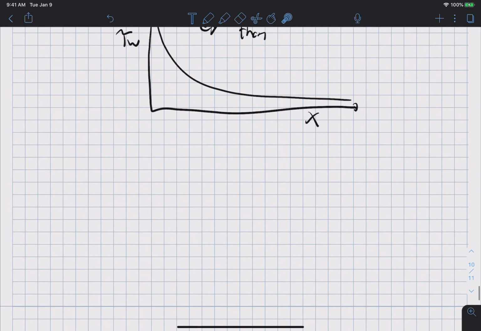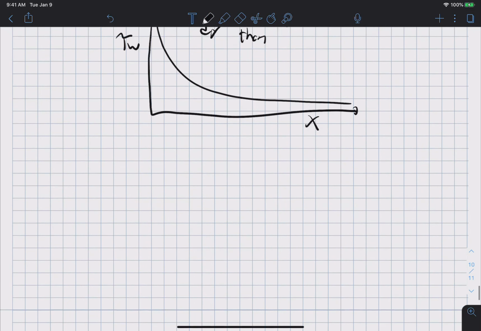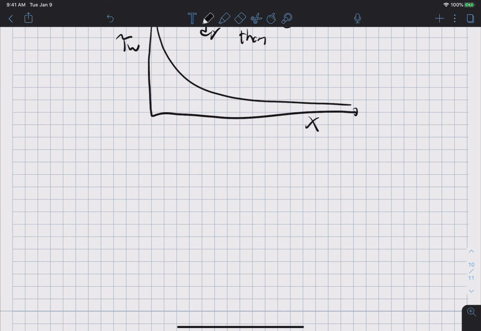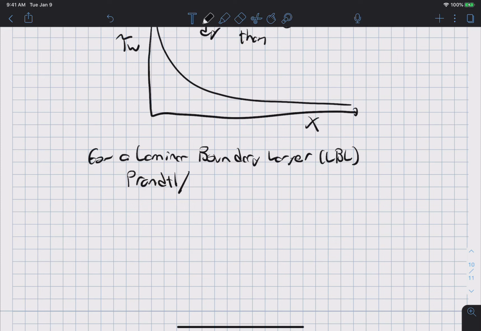And so then for a laminar boundary layer, I'll call that LBL, and that's from Prandtl, and his student Blasius was the one who actually solved the equations through what's called a similarity solution. You guys will have some experience with that in heat transfer.